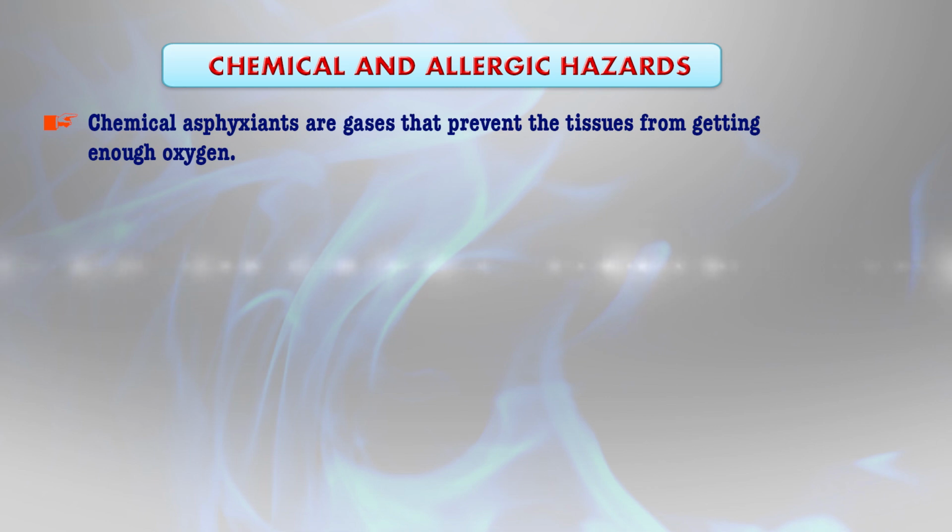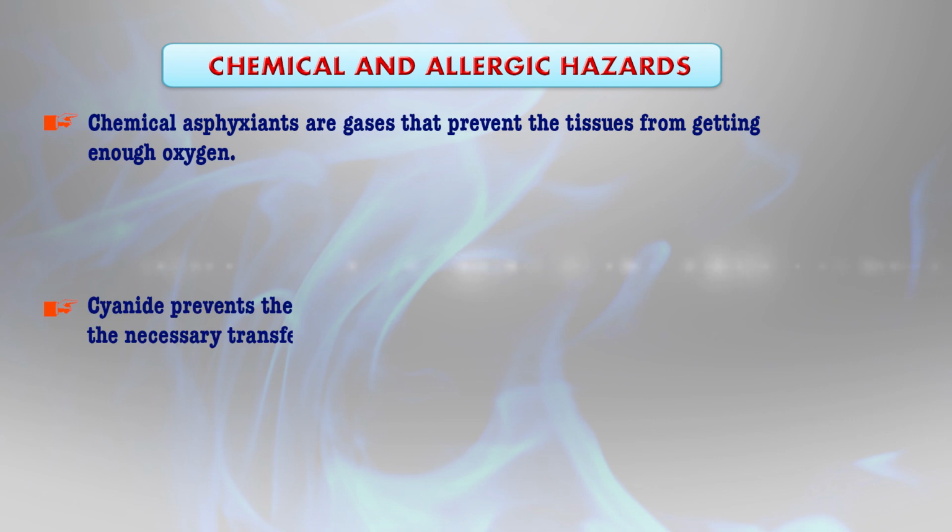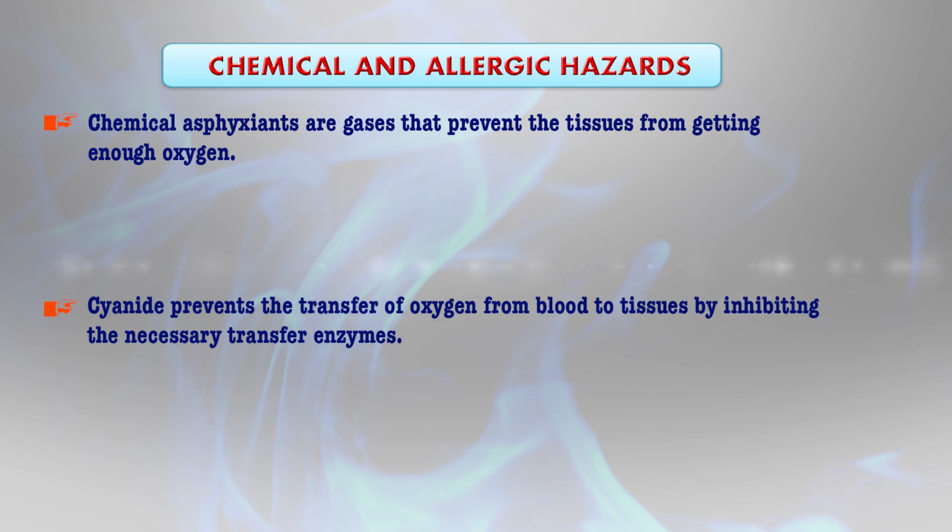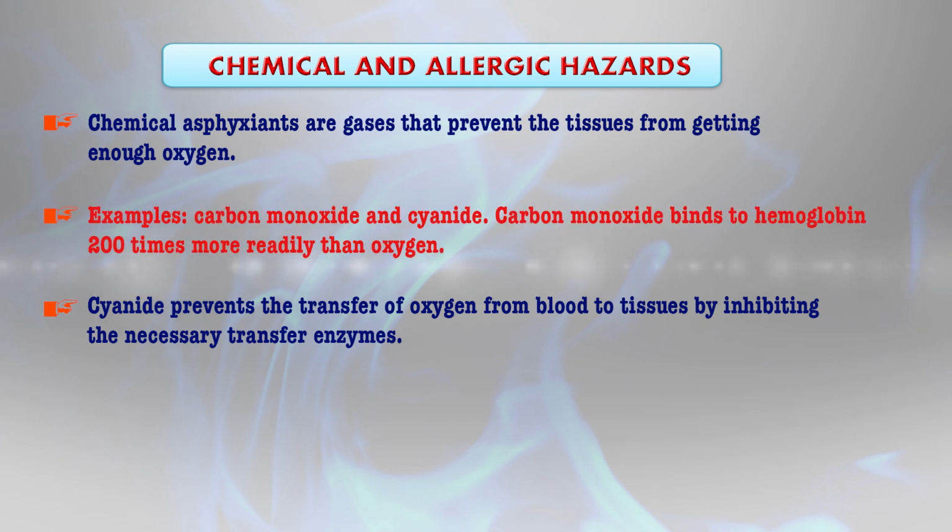They are generally gases that prevent the tissue from getting enough oxygen, like carbon monoxide and cyanide. Of course, we know that carbon monoxide binds to hemoglobin 200 times more readily than oxygen. The cyanide prevents the transfer of oxygen from blood to tissues by inhibiting the necessary transfer enzymes.